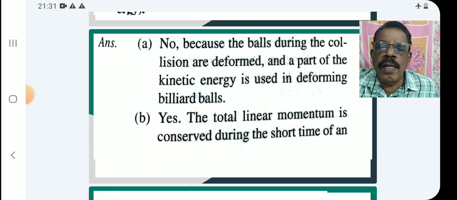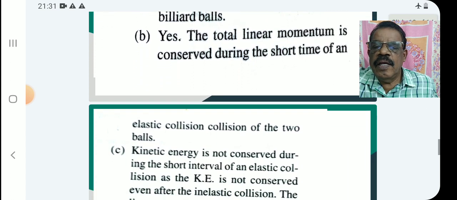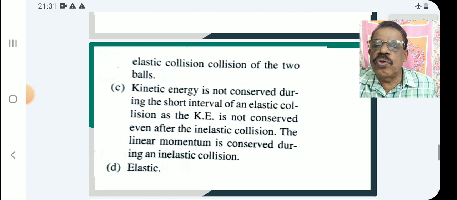The total linear momentum is conserved during the short time of an elastic collision of the two balls.